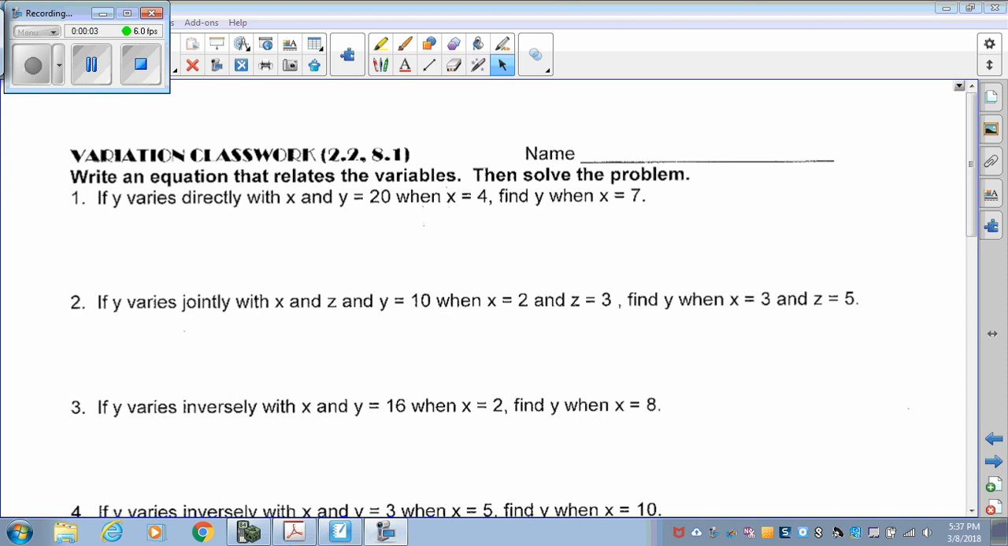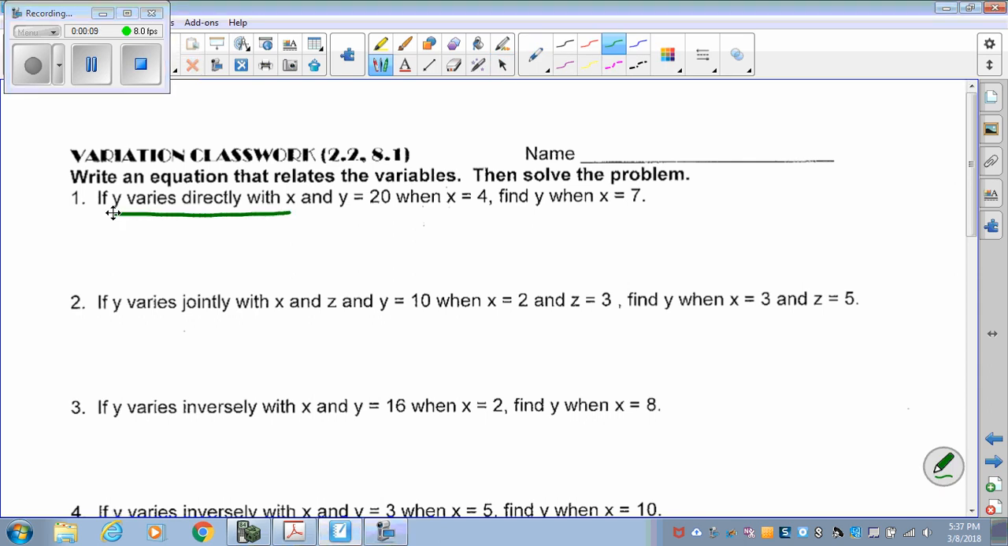Okay, so we're solving problems using variations. So we have to read very carefully. It says y varies directly with x. So that means y varies directly with x, right? If x gets bigger, y gets bigger.